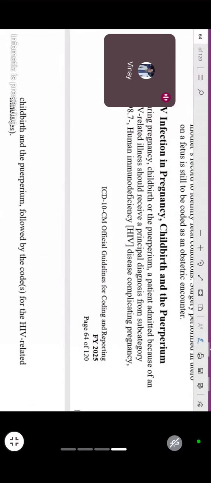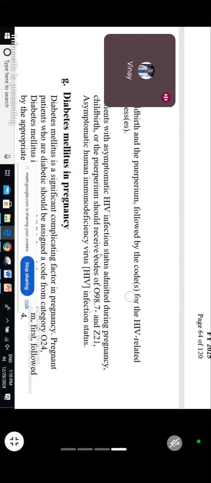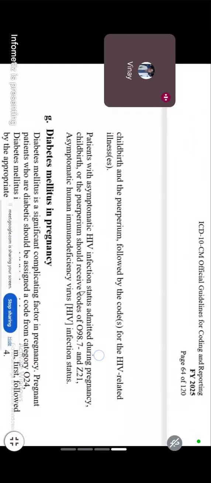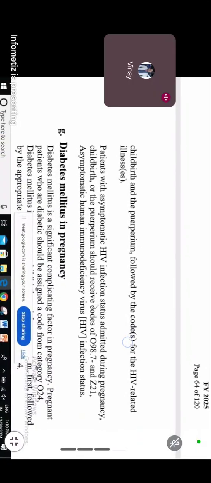Okay. HIV infection in pregnancy. We did this guideline before. Chapter number 1, O98.7, first listed code. Later on, we can go with B20 or Z21. And later on, we can follow the guideline for HIV-related illness. If I say the patient has HIV-related TB and the patient is pregnant, then O98.7, again the trimester number, then B20 and then the TB code, tuberculosis code.